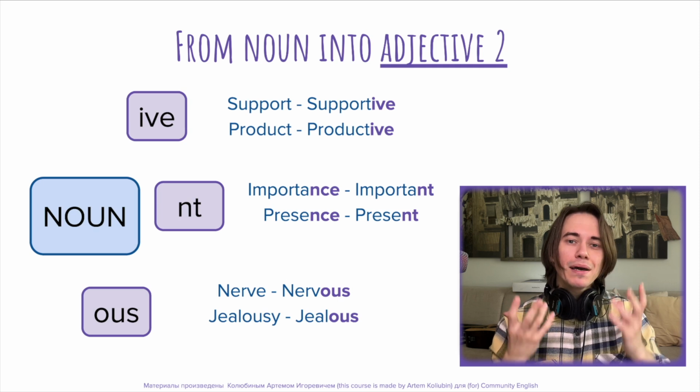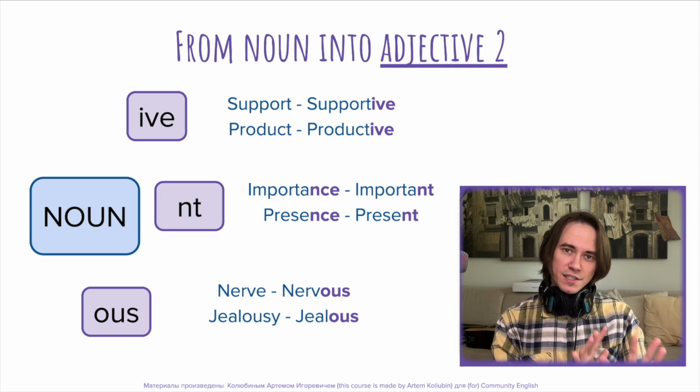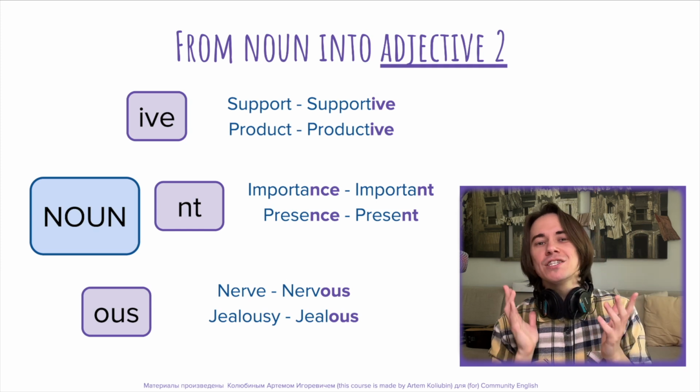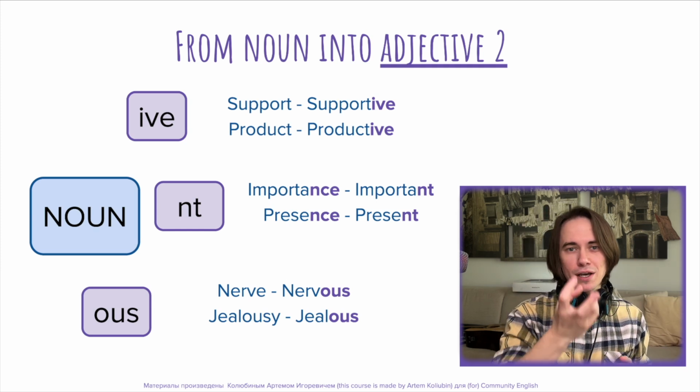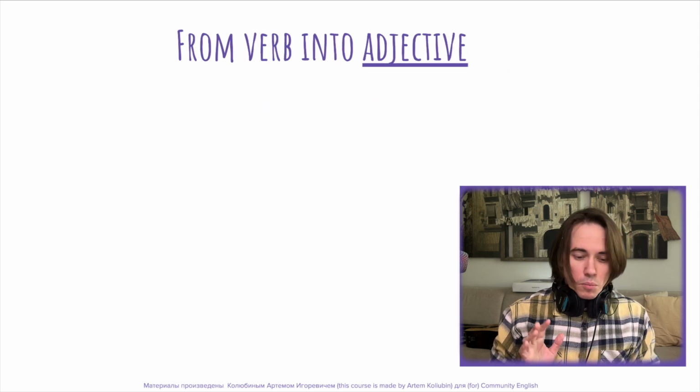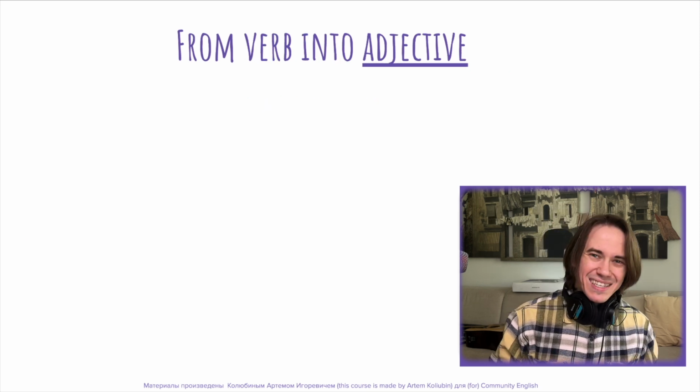Now you just need to remember that we recognize the suffixes, the 7 suffixes, and we recognize that those are adjectives, okay? And we use these suffixes to turn nouns into adjectives. But we can also turn verbs into adjectives.